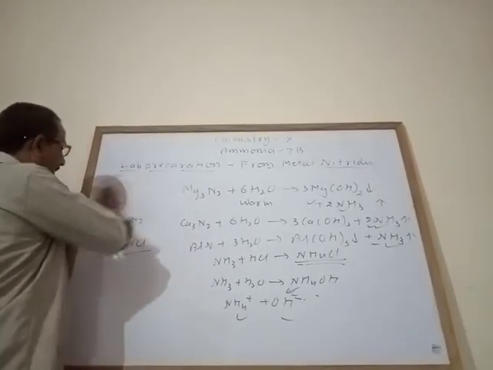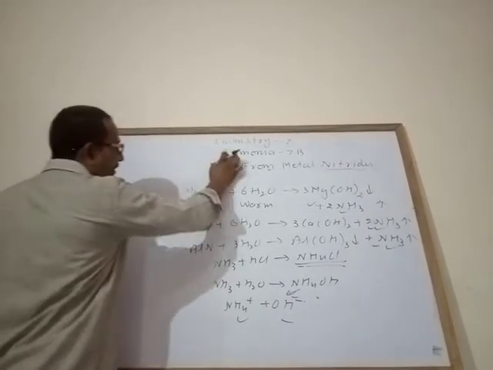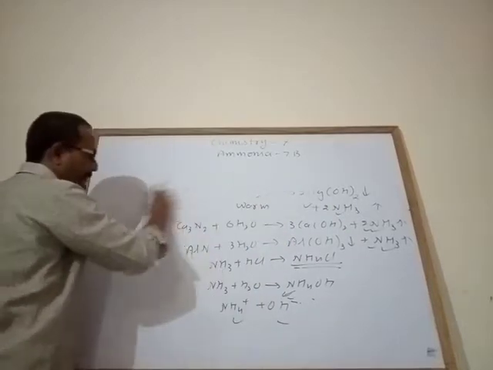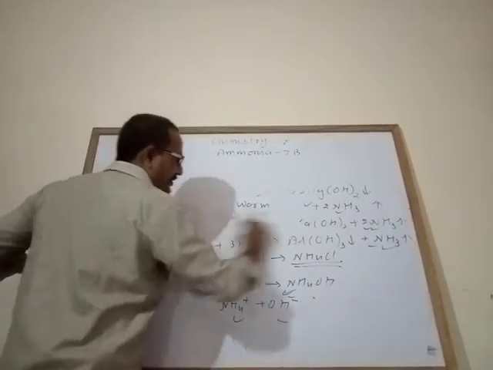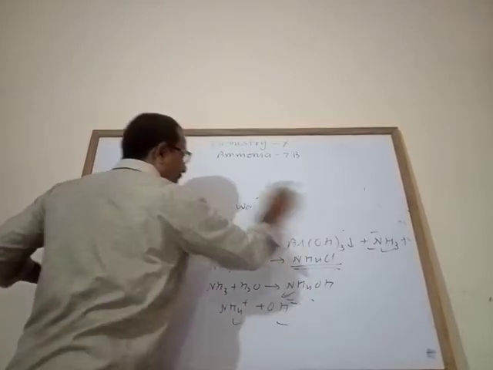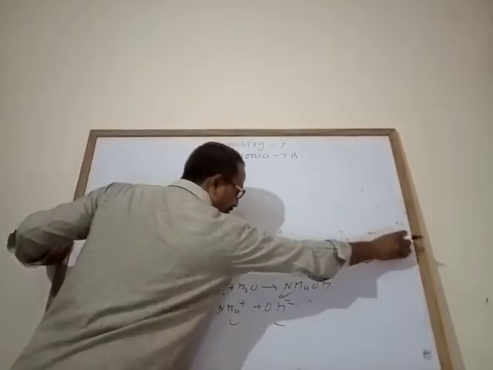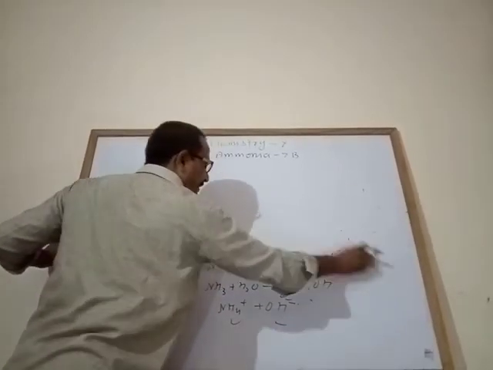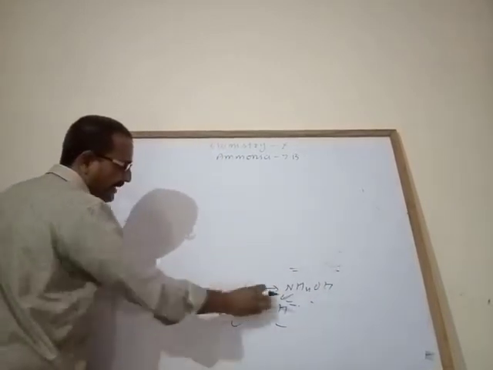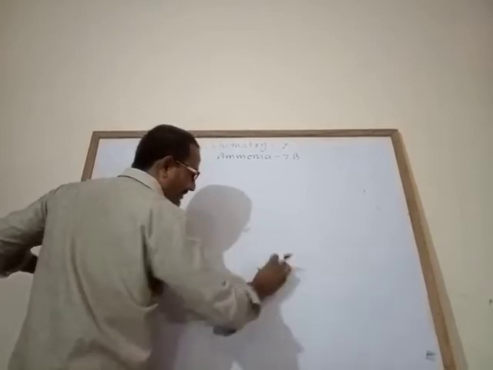Now we are going to explain the preparation of ammonia gas on a large scale. I had explained the lab preparation of ammonia, and in that I also explained why ammonia is not prepared from ammonium nitrate: because ammonium nitrate is explosive and forms nitrous oxide, and nitrous oxide, you already know, is laughing gas.